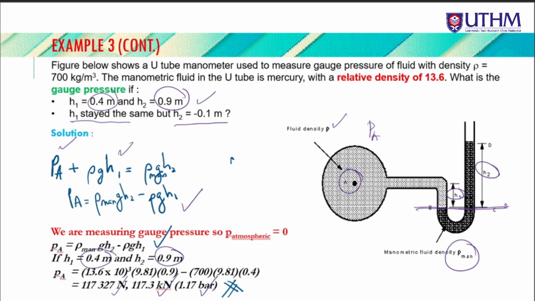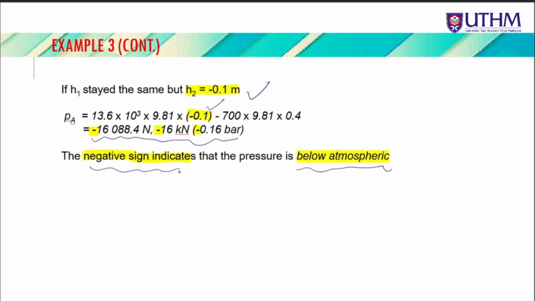Like in the first question, H2 rises higher, which means that the pressure PA is high, and it pushes this mercury upward. However, for the second question, since H2 is below, H2 is negative 0.1 meter, the pressure here is larger. That's why the negative sign indicates that the pressure is below atmospheric. The pressure PA is below atmospheric.